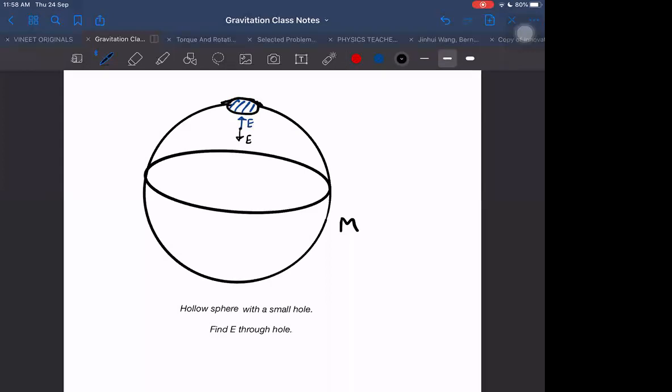The hole, I am removing the little disc from here. This is a small, tiny disc I am removing from it. And in that tiny disc, I want to find this. Let us keep it separate here. I want to find the field at the hole itself, so I want to find it at a point very close to the disc, right?